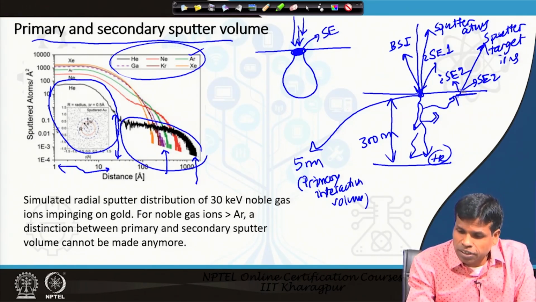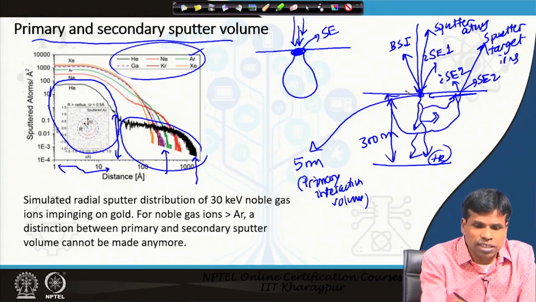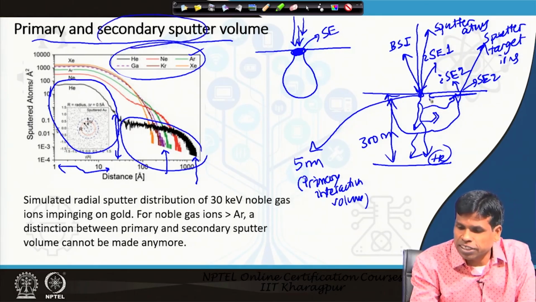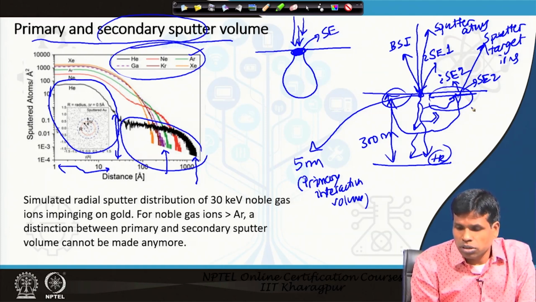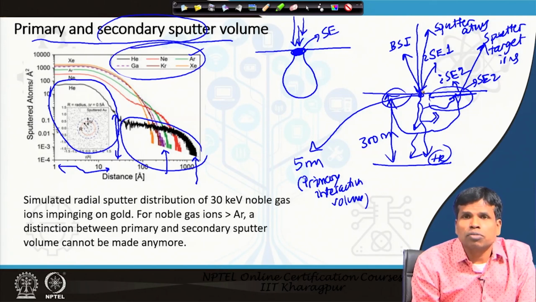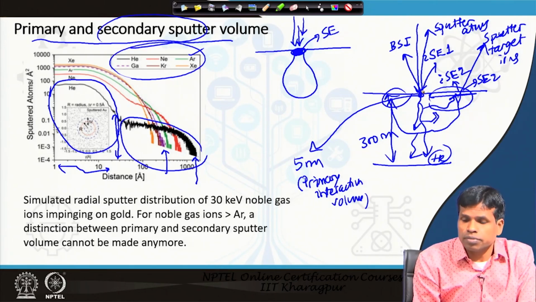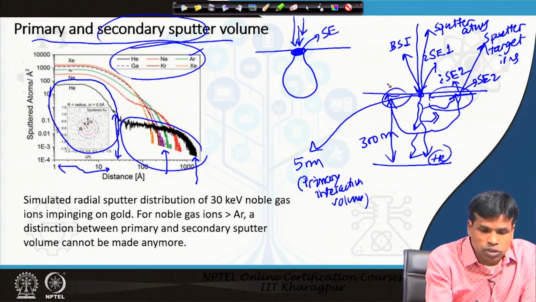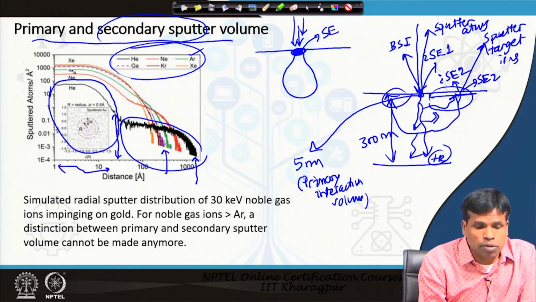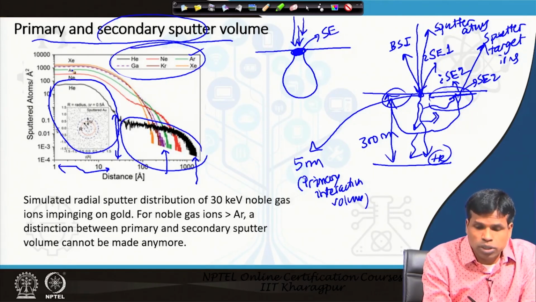And now this region is our secondary sputter volume, which is relatively much larger, around 300 to 500 nanometer, compared to the primary interaction volume, the primary sputter volume, which is very small. This will occur for helium, but for argon and above, which are heavier atoms, we see only one region.